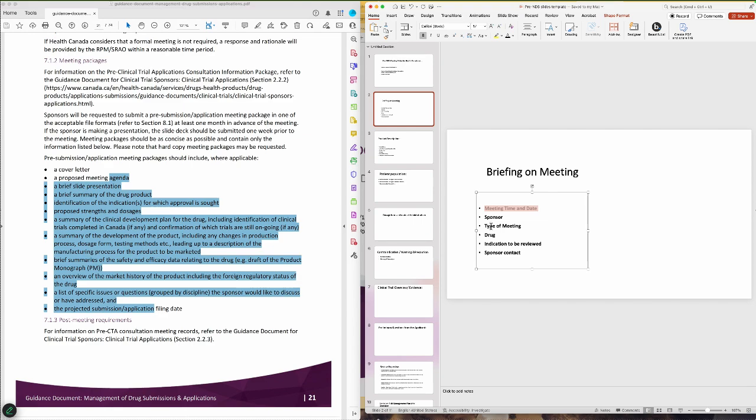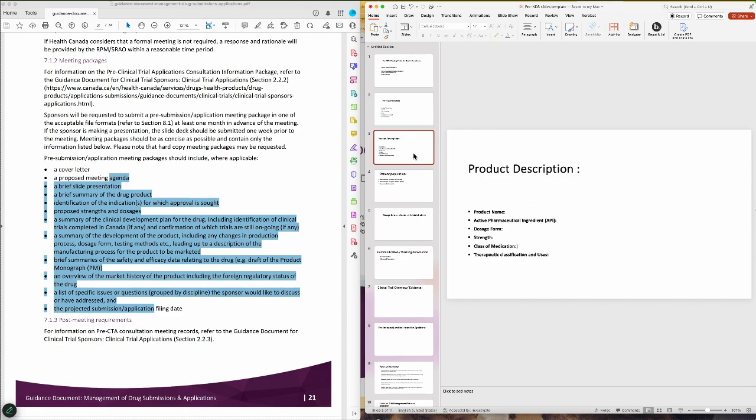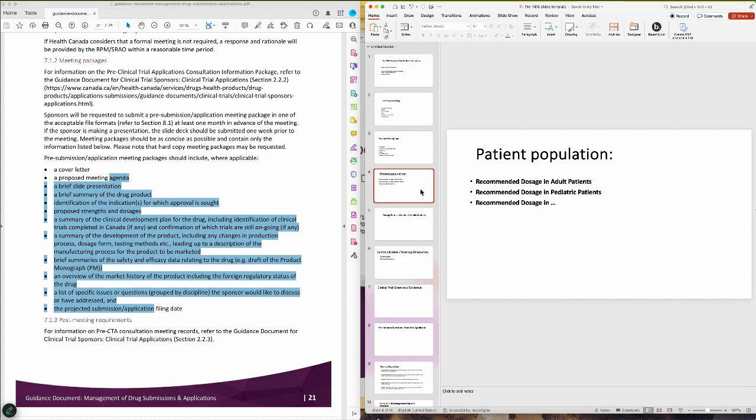Now we talk about the meeting, about the drug itself, the indications, and then the sponsor contact. Then the next slide is where the same person, or maybe another person from the company, talks about the product: the product name, the active pharmaceutical ingredient, the dosage form, the strength, the class of medication, etc. Then we continue with the patient population and the recommended dose in adult patients, pediatric patients, and any other special populations as well.